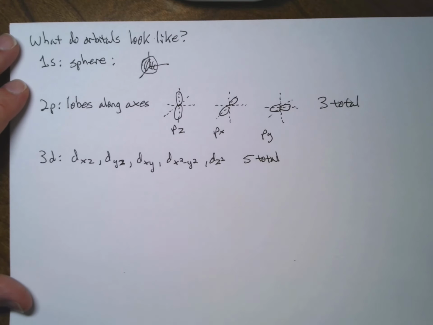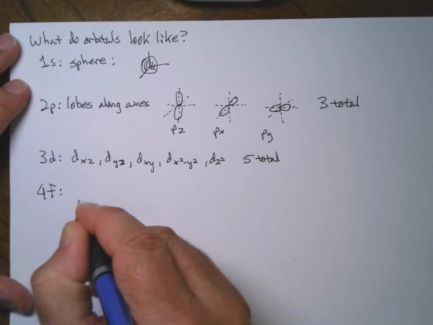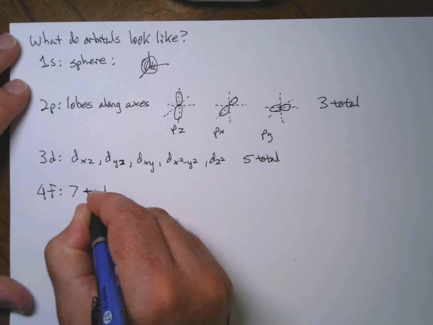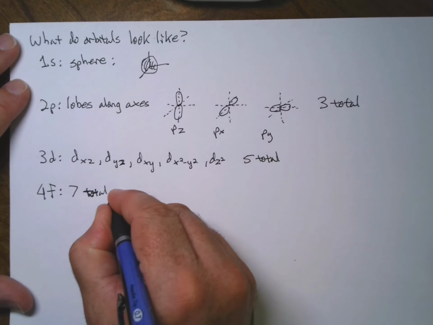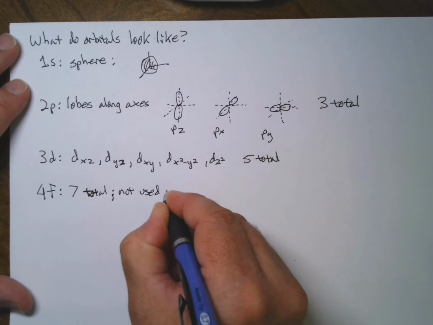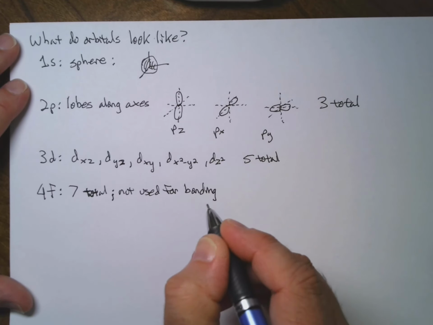And then we have the 4f orbitals, where we have 7 total orbitals, and they're not used for bonding, so not used for bonding, at least not in this text.